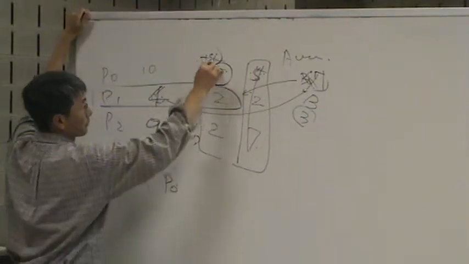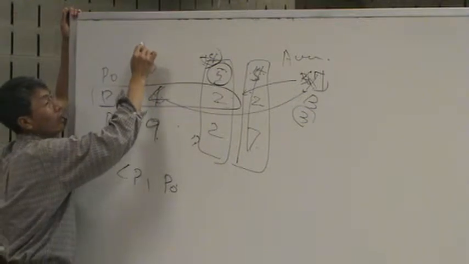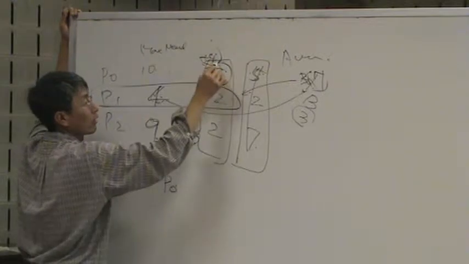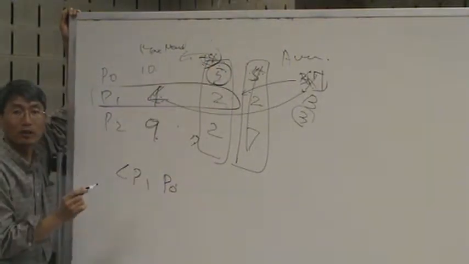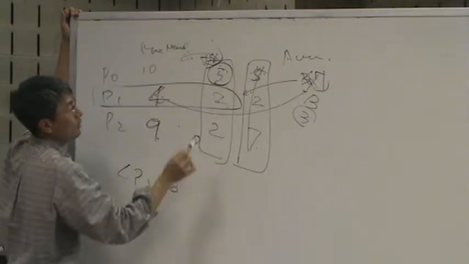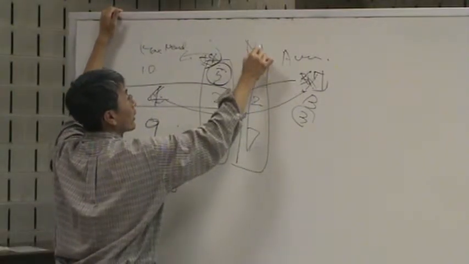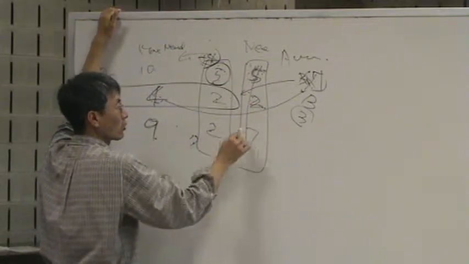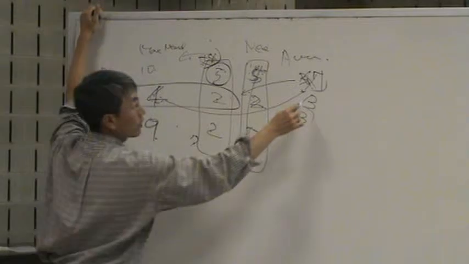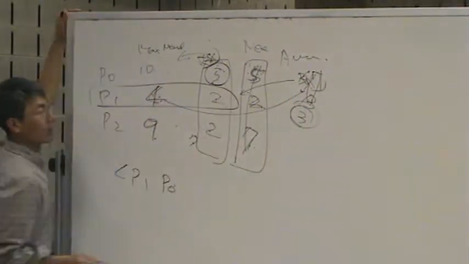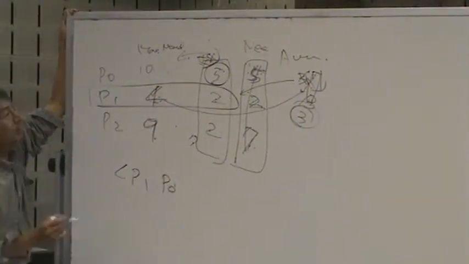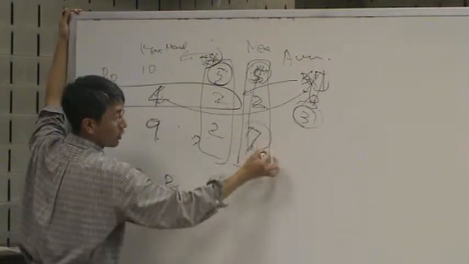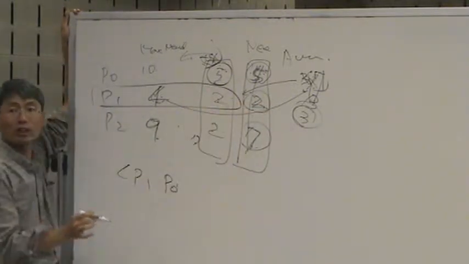Let's do it again. So let's say this is the maximum need. Okay, this is currently used by this process. Okay, this is currently used by this process. Then how many more needed? So it's a 5 more needed. This one is 2 more needed. This one is 7 more needed. Okay, currently there are 3 available magnetic tapes. Can we execute this one? No, because it needs 5. Can we execute this one, 7? No. This one can be, because it needs 2 more.